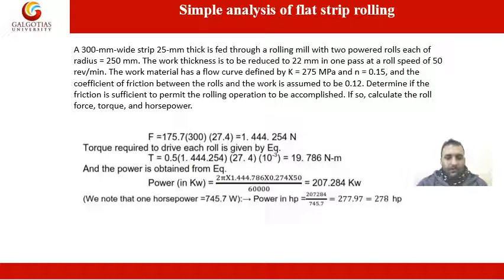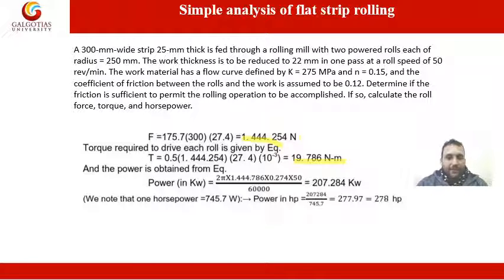So, continuing from the last slide, the force is equal to 175.7 into 300 into 27.4, that becomes around 1044.254 Newton. The torque required to drive each roll is given by T = 0.5 into this F value into 27.4 raised to the power 10 raised to the power minus 3.